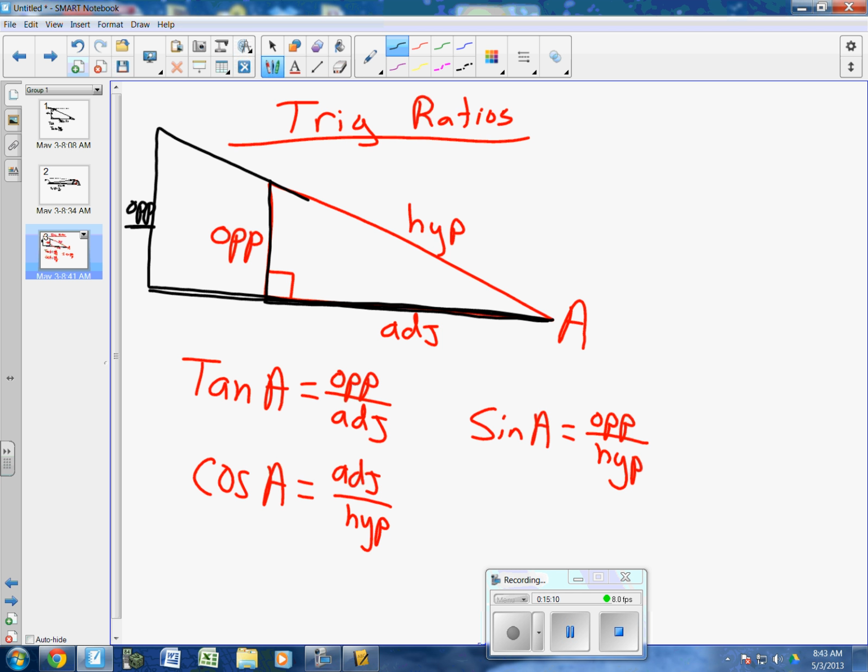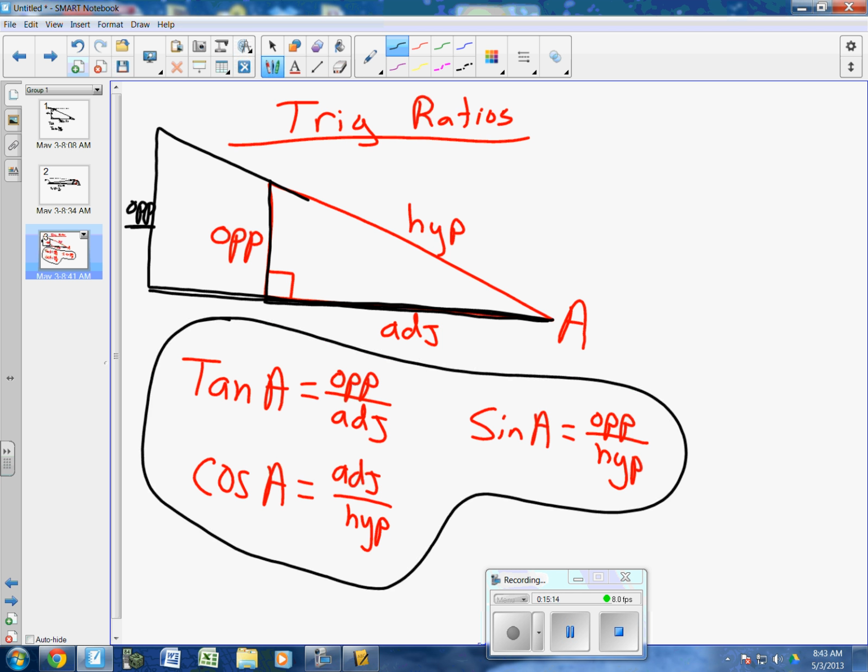Okay, so these are the trig ratios. You guys need to remember them, memorize them. And I gave you guys this little acronym to remember them: SOHCAHTOA. So, those of you who weren't here, sine equals opposite over hypotenuse. Cosine equals adjacent over hypotenuse. Tangent equals opposite over adjacent. Right there. Okay, so got it?